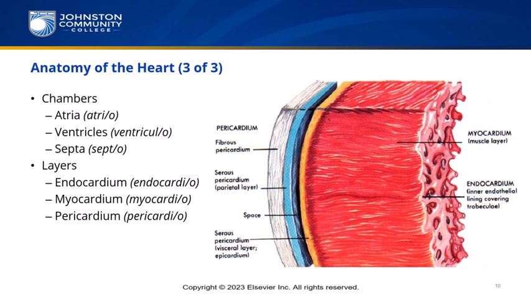Another name for the visceral pericardium is the epicardium, because it is the structure at the top of the heart. Remember, epi is that prefix for above or on top of. The combining forms for these layers will be given as compound combining forms: endocardio, myocardio, and pericardio. Now that you understand their derivations.